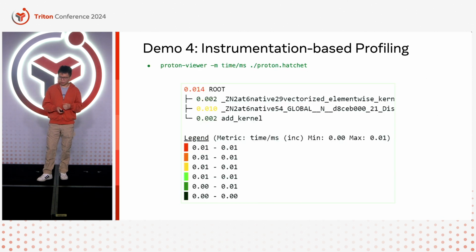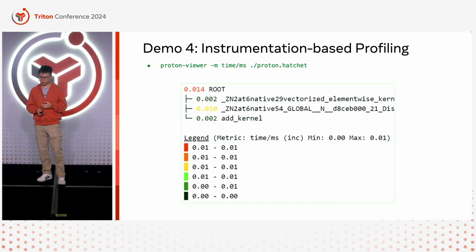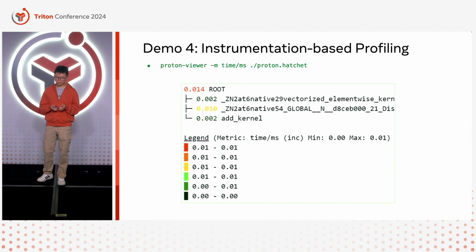After that, there's a simple view we can show on the terminal. The command we're going to use is proton viewer -m, which supplies the metric name. In this case, the metric we are going to inspect is time, followed with a slash, which specifies the unit we want to view the time metrics in, in this case millisecond. And at the end, here's the profile name and its path.